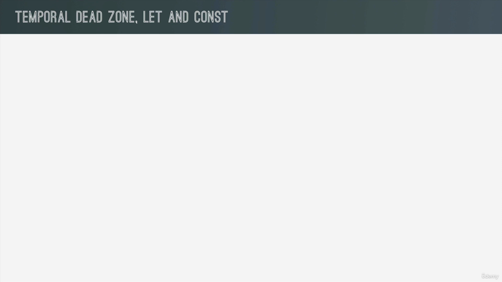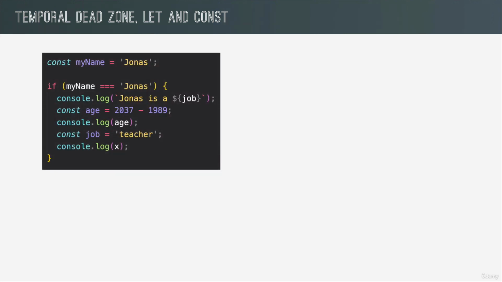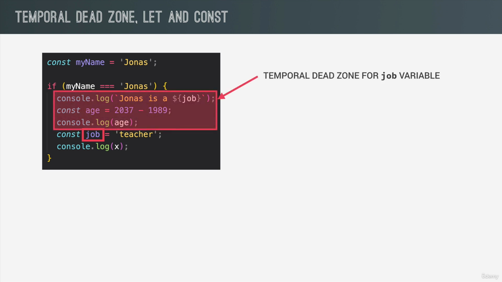Okay. But now, before finishing, let's take a more detailed look at this mysterious temporal dead zone. So in this example code, we're going to look at the job variable. It is a const, so it's scoped only to this if block, and it's going to be accessible starting from the line where it's defined. Why? Well, because there is this temporal dead zone for the job variable. It's basically the region of the scope in which the variable is defined but can't be used in any way. So it is as if the variable didn't even exist.